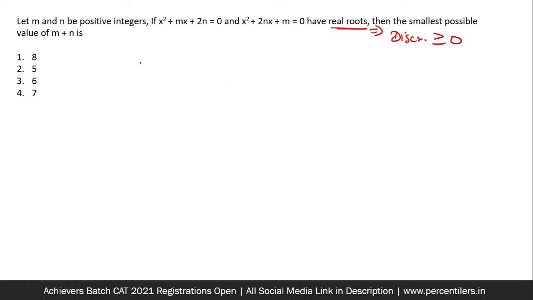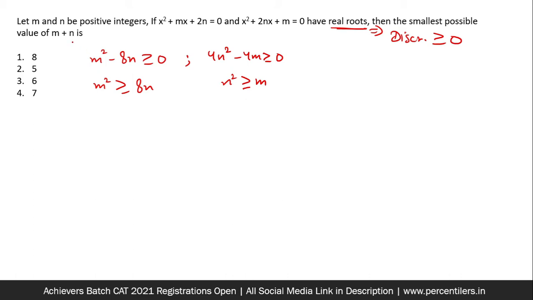Now for the first equation, the discriminant is this, which is greater than or equal to 0. And for the second equation, the discriminant is this. So from here we get m square is greater than or equal to 8n, and from here we get n square is greater than or equal to m.